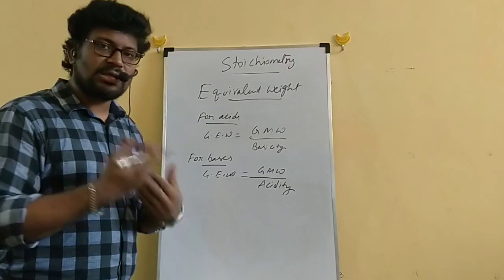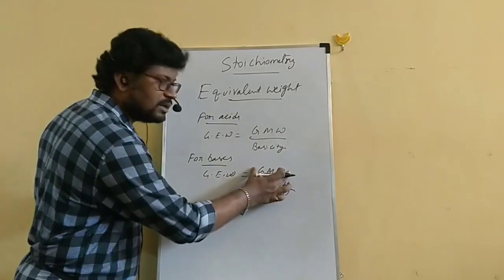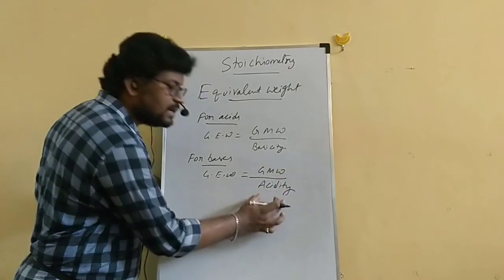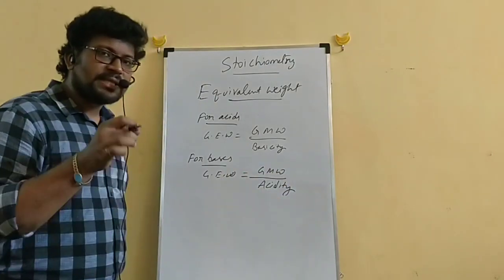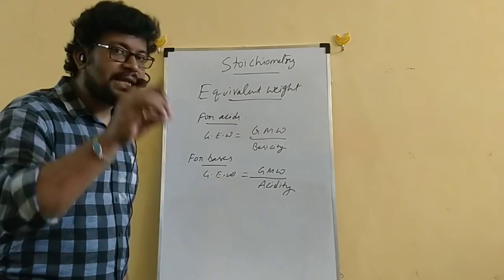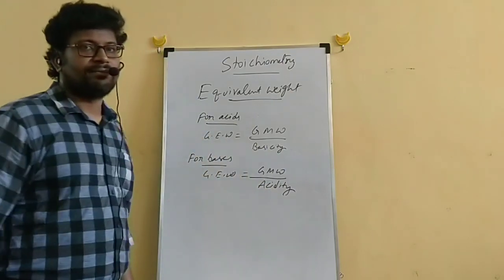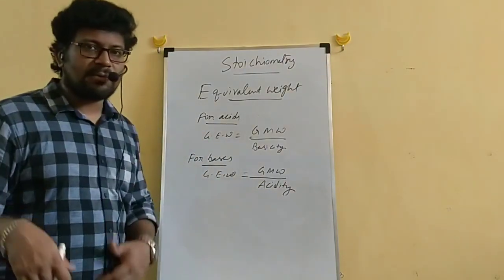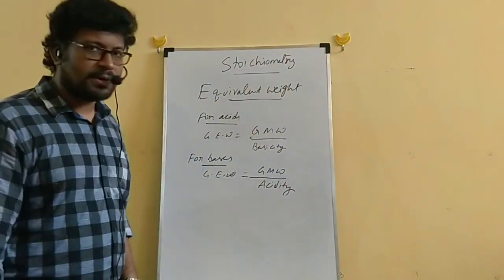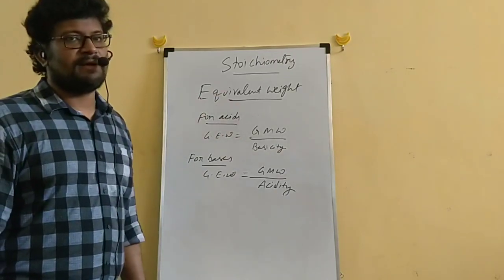So in this way, for acids, for bases, and for substances which will undergo reduction or oxidation, in that they will gain electrons or lose electrons, everywhere this gram equivalent weight is equal to gram molecular weight divided by something. The numerator is the same only, the denominator is getting varied. If a substance undergoes oxidation, it will lose electrons. How many electrons it is going to lose, that number of electrons we have to write here. While we are doing the problems, you will be clear with this. These are the useful formulae while we are doing the equivalent weights.